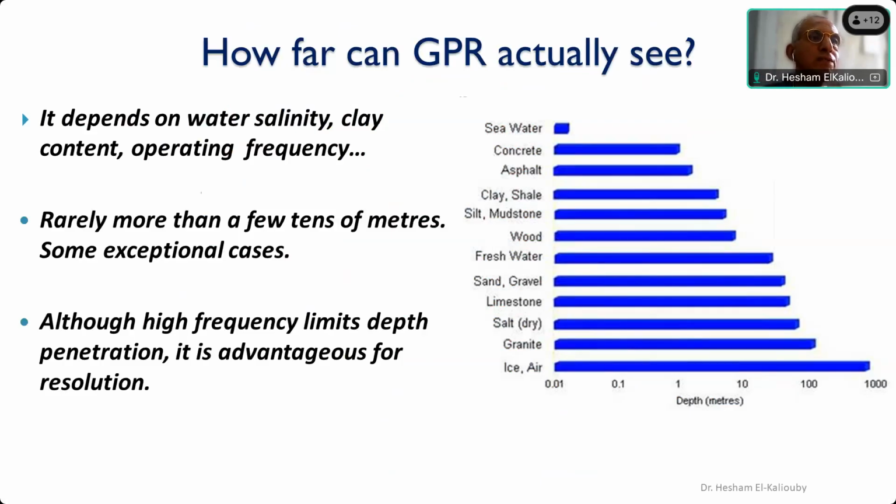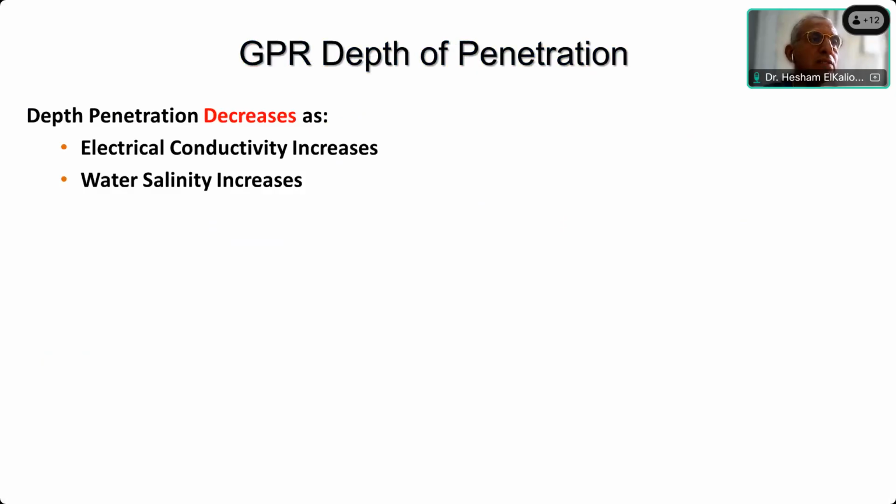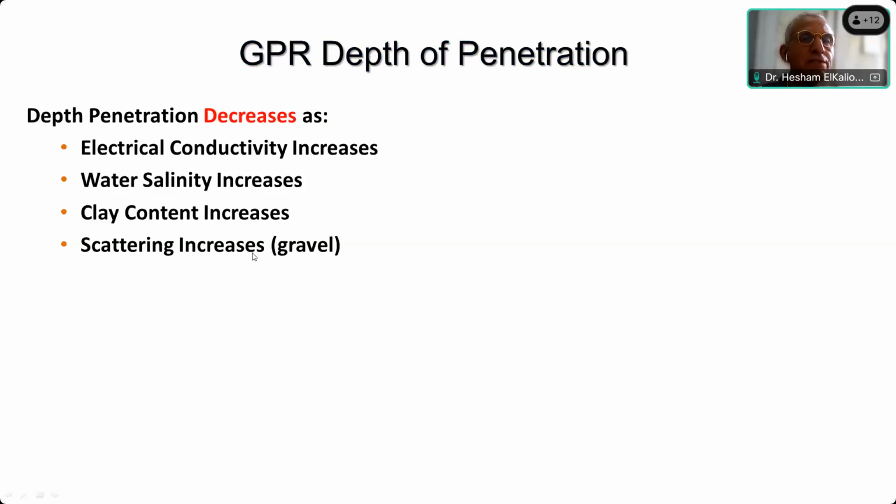Depth of investigation decreases as the electrical conductivity increases, for example with water salinity and clay content. Also, when we have scattering materials like gravels, a lot of gravels or small pieces or small rocks will cause scattering for the GPR waves. Also, conductive contaminants will cause attenuation for the GPR signal.